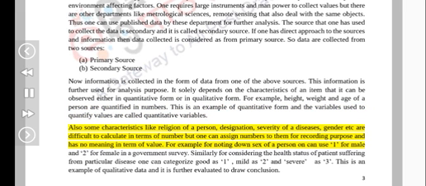Also, some characteristics like religion of a person, designation, severity of a disease, gender etc. are difficult to calculate in terms of number, but one can assign numbers to them for recording purpose, and it has no meaning in terms of value. For example, for noting down sex of a person, one can use 1 for male and 2 for female in a government survey. Similarly, for considering the health status of a patient suffering from a particular disease, one can categorize good as 1, mild as 2, and severe as 3. This is an example of qualitative data, and it is further evaluated to draw conclusion.